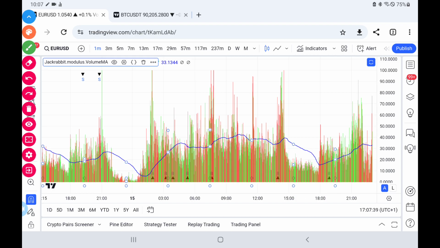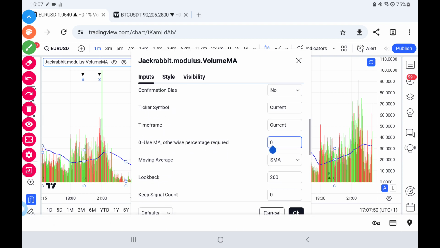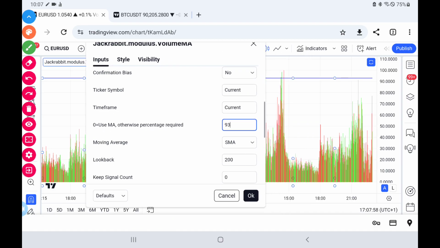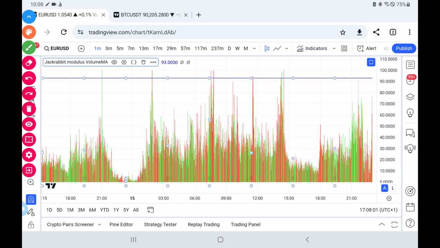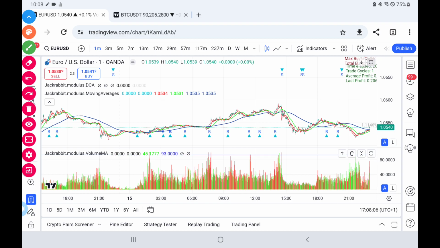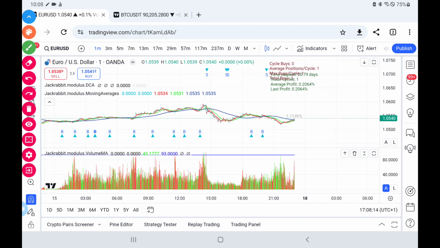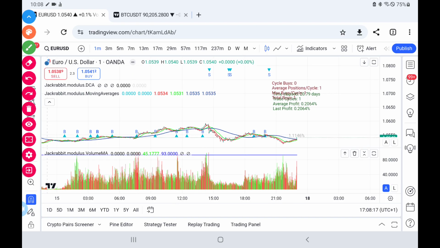So let's reset the volume back to 93%. And I'm going to reset this back to, well, actually, let's leave it like this. And let's go back to the main chart. And even with 200, we can see that we have one trade.